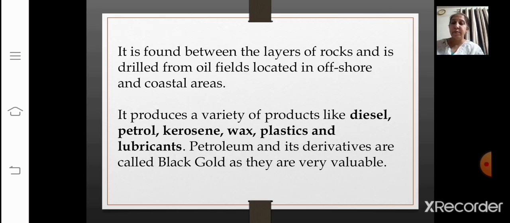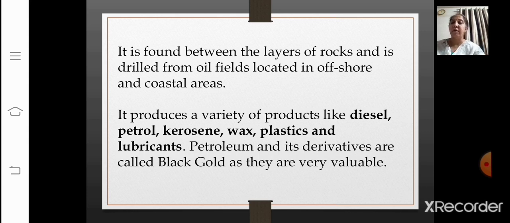It is found between the layers of rocks and is drilled from oil fields located in offshore and coastal areas. This is then sent to the refineries, which process the crude oil and produce a variety of products like diesel, petrol, kerosene, wax, plastics and lubricants. Therefore, petroleum and its derivatives are called black gold as they are very valuable.